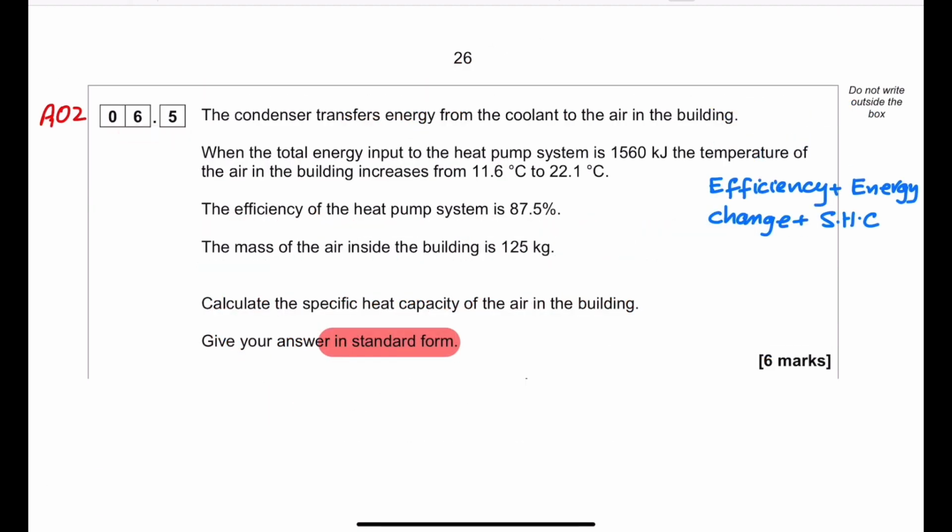6.5 is an AO2 question. It is an application based question. The student needs to use the given information here, and they need to calculate the specific heat capacity of the air. The key information is given here.